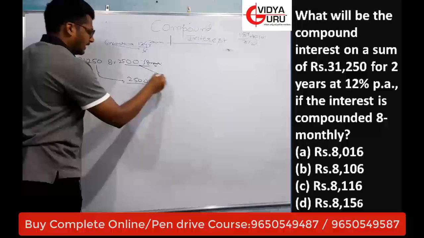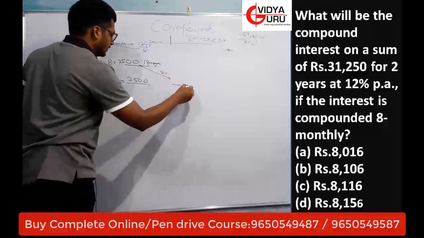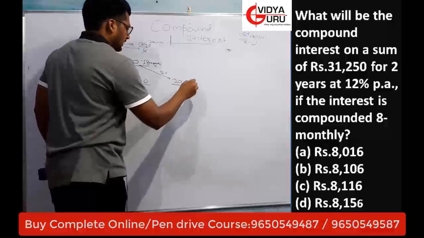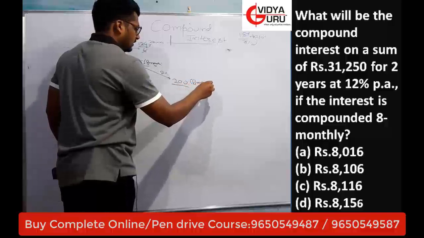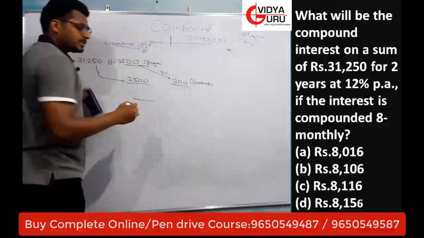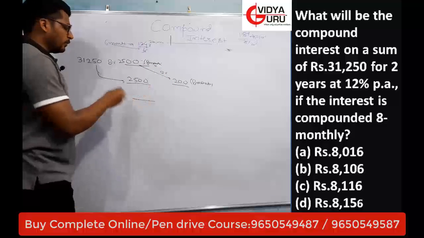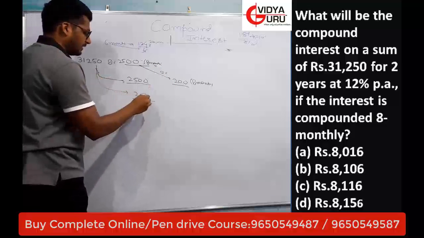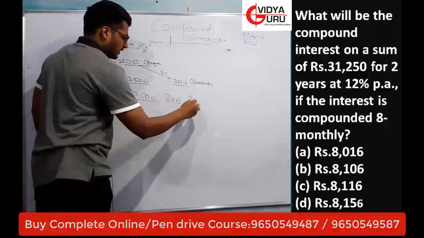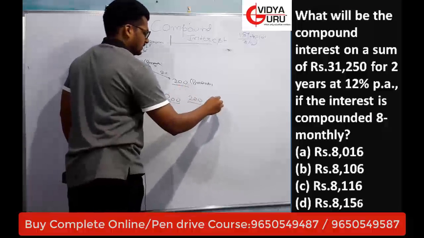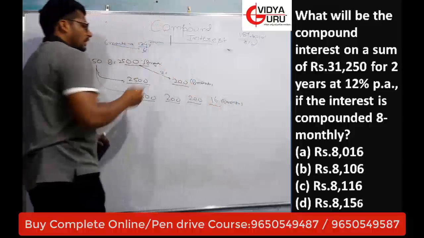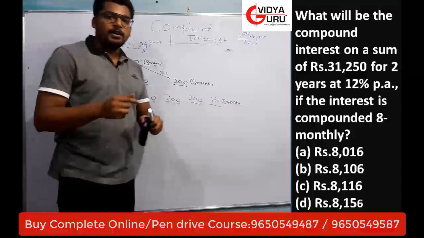2500. And again it's 8%. What will be its 8%? 200. It is another 8 months, 16 months. Till now we have calculated interest for 16 months, but I need to find 24 months. Again I will go 2500. I will get interest on this also 200, on this also 200, and on this also 16. So this is the interest for 2 years when interest is calculated every 8 months.